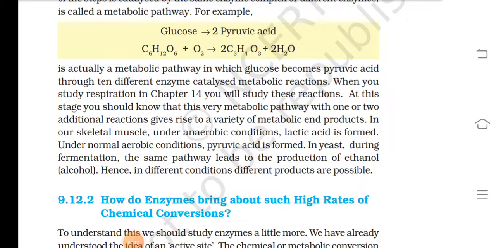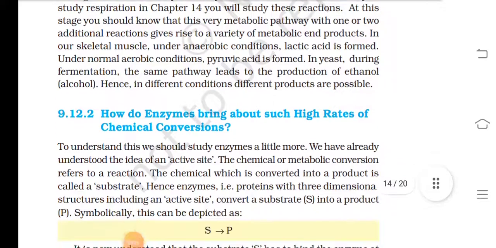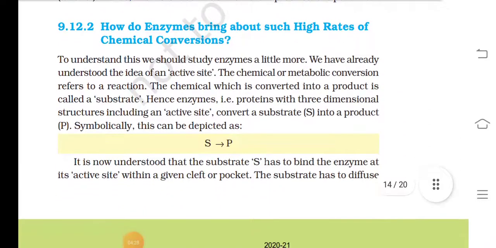In our skeletal muscle, under anaerobic conditions, lactic acid is formed. Under normal aerobic conditions, pyruvic acid is formed. In yeast during fermentation, the same pathway leads to the production of ethanol, alcohol. Hence, in different conditions, different products are possible.